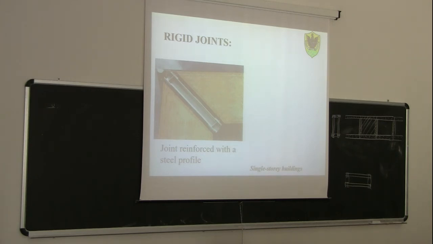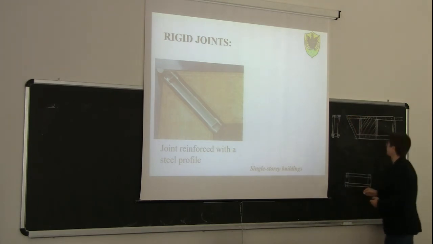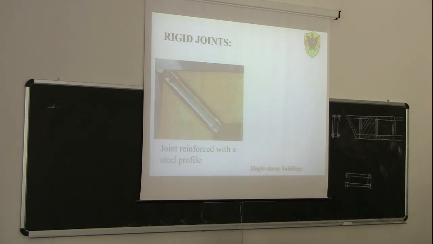In this case, you can see that this beam here has an inclined end, so here in the end, do something like this. And this piece here is connected to the other piece of the column using a steel profile. This is again to get rid of this problem with the anisotropy of wood on the corner, basically.